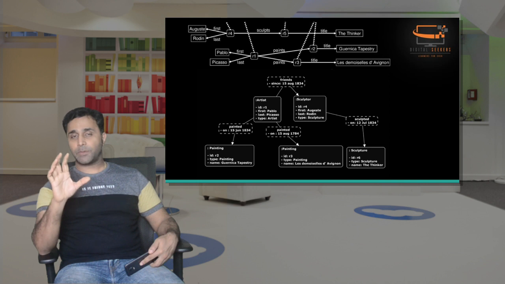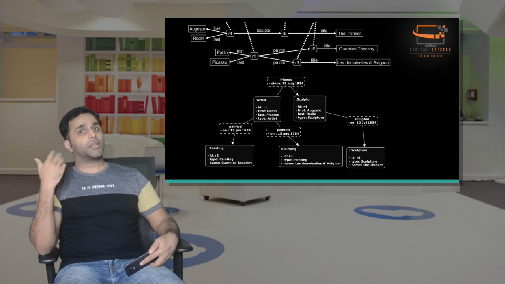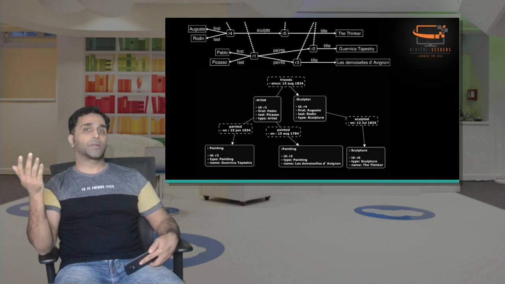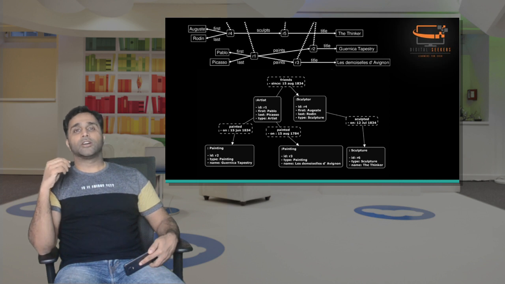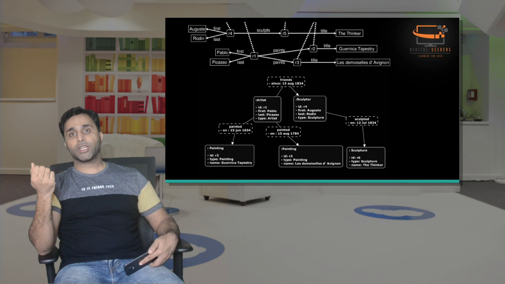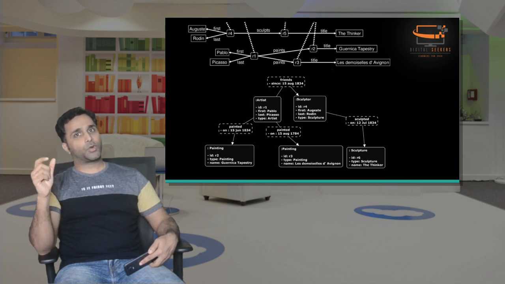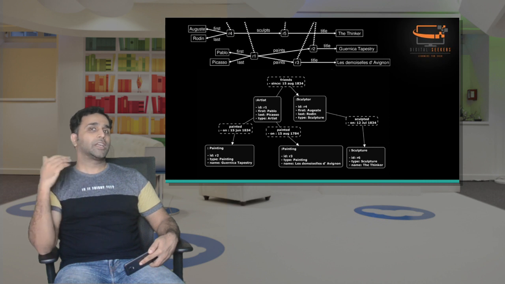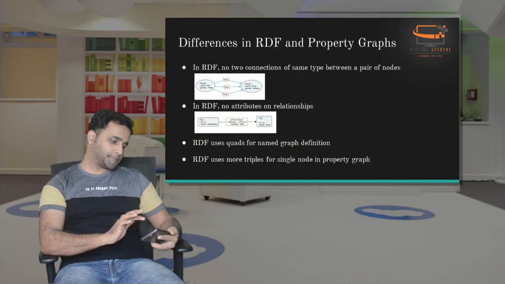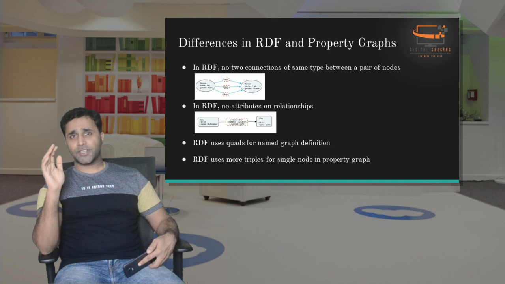So representing the same information in RDF stores requires more triples. Why? Because you cannot have properties on top of edges. So what you would end up doing is modeling even the edge as a vertex. So now the edge is modeled as a vertex, so you have additional triples to come, right? Now let us see the differences between RDF stores and property graph databases.